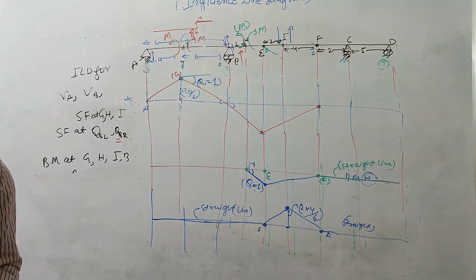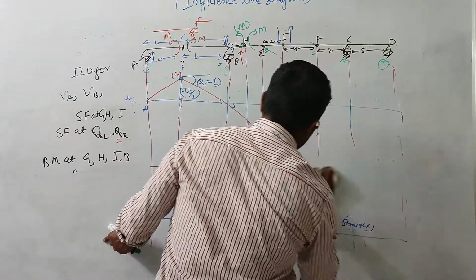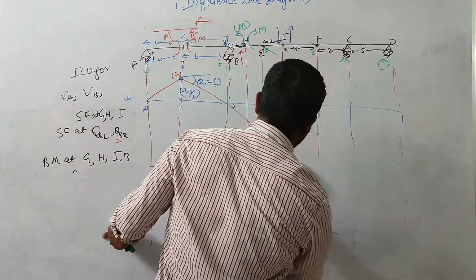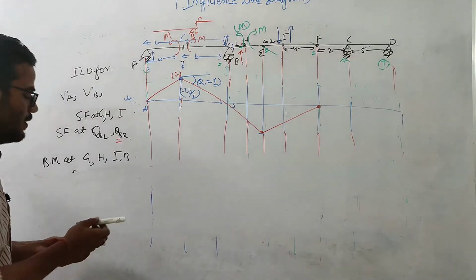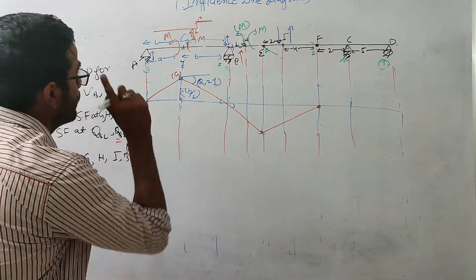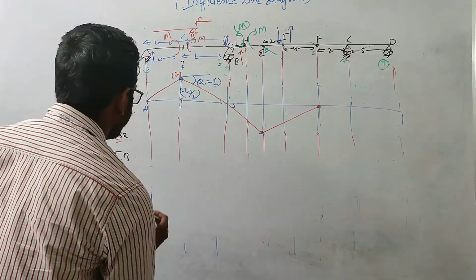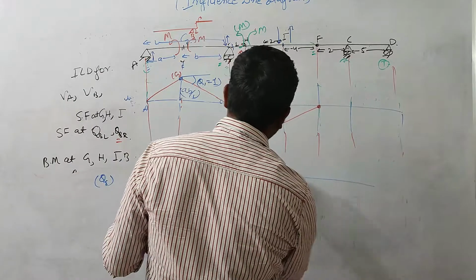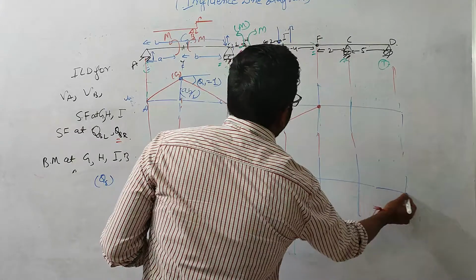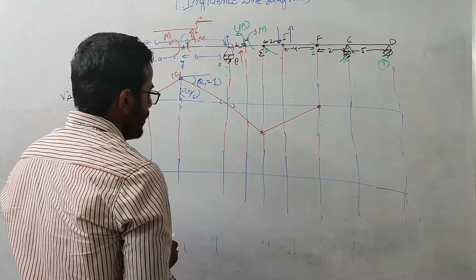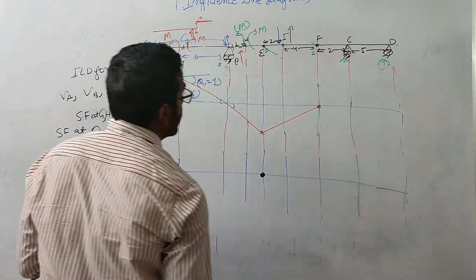Okay, now one thing I forgot to write: we need to draw the shear force ILD for point E. So if we want to draw the ILD for shear force at point E, at E we already have one hinge over here.